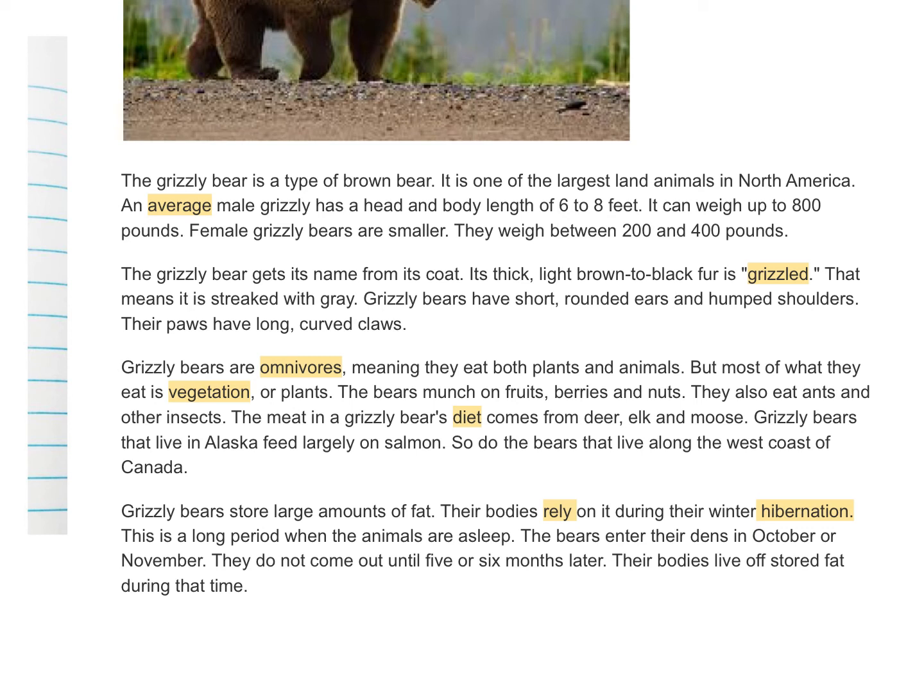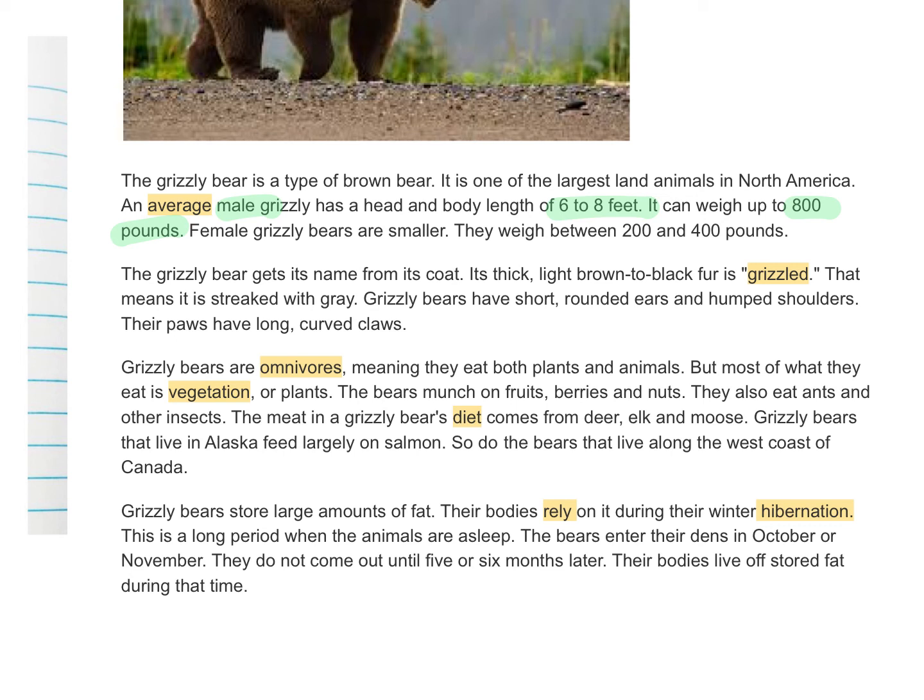I'm noticing in paragraph 1, it says the grizzly bear is a type of brown bear. It is one of the largest land animals in North America. An average male grizzly has a head and body length of 6 to 8 feet. It can weigh up to 800 pounds. That's all about a male.